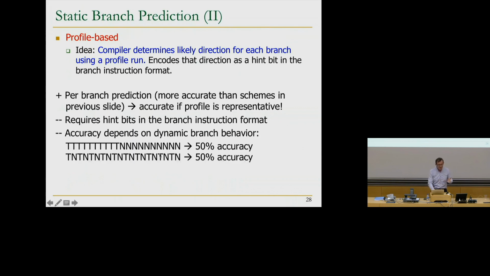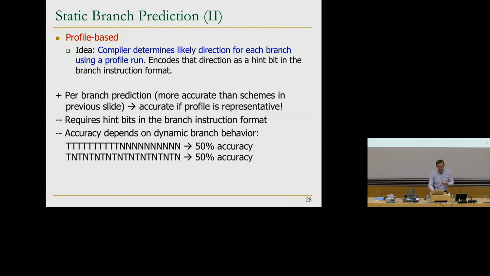Okay, so the accuracy depends on dynamic branch behavior. So I made up a dynamic branch execution here. The first 10 times the branch is taken, the next 10 times the branch is not taken. I don't show it over here, but if it's all T's, you get 100% accuracy. If it's all N's, you get 100% accuracy, assuming the bit is correct.